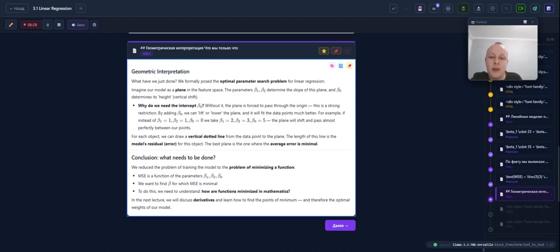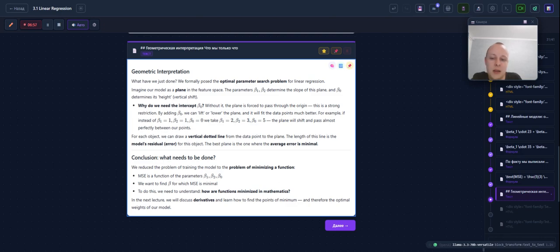So formally, we pose the optimum parameter search problem, and imagine our model is a plane in a feature space. We have our parameters beta that determine the slope of this plane, and b0 determines its height, its vertical shift.